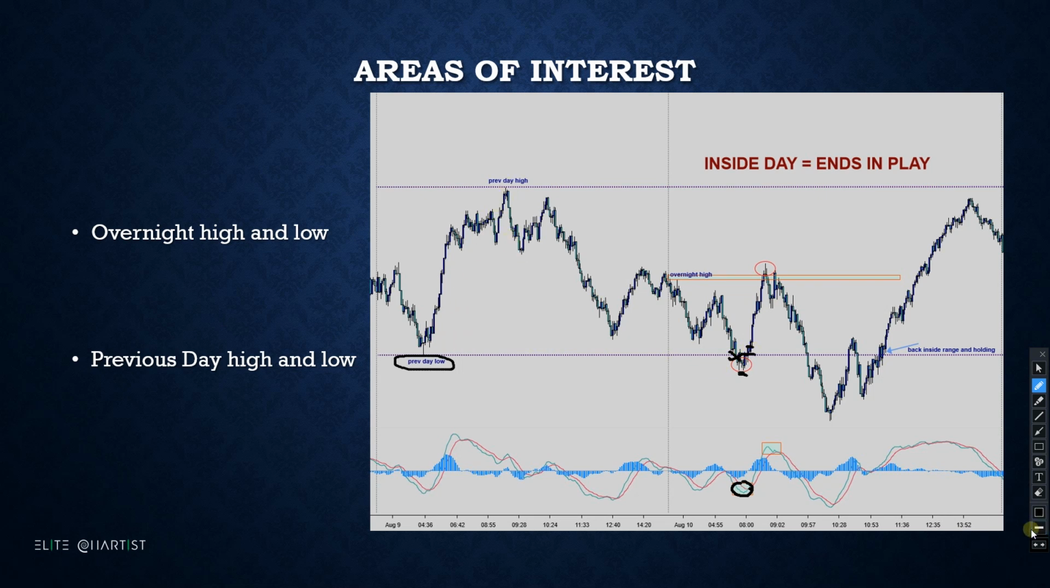Where am I looking to take this thing? Remember, we talked about what are some high probability destinations or targets. Now, you broke the previous day low. Can we make it to the previous day high? Yes, that can be a destination. But if you're trading multiple contracts, which I do, you need to take into account the overnight range. So first destination would be poking our own overnight high.